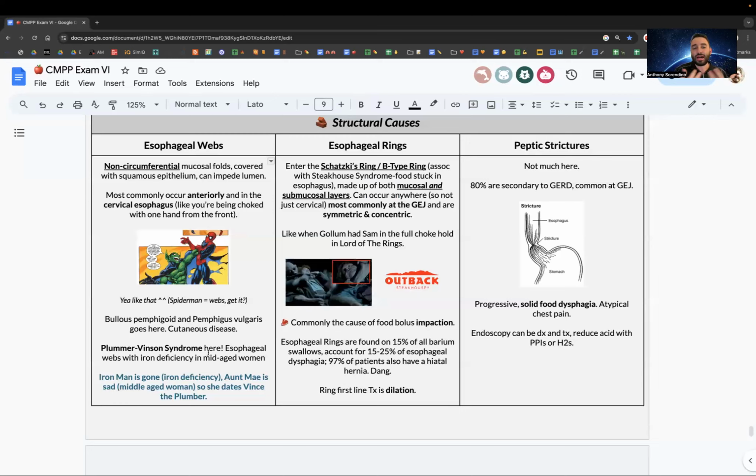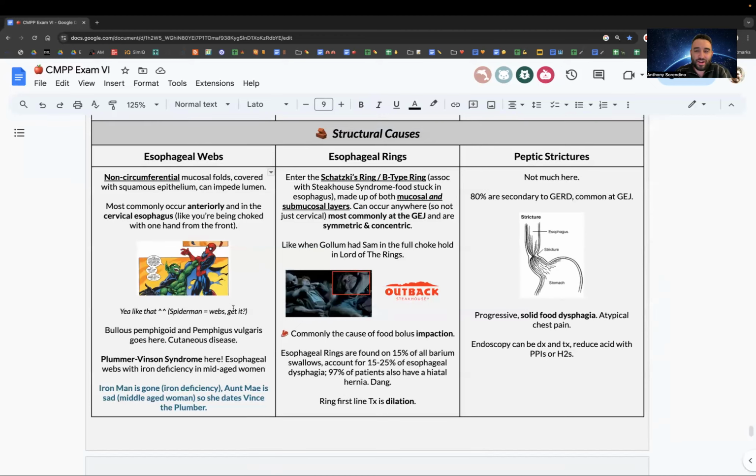Iron Man is gone, so you have the iron deficiency, and then Vince the plumber. So that's your Plummer-Vinson syndrome, okay? All right, esophageal rings. This is where we have this Schatzki ring, which is a B-type ring.